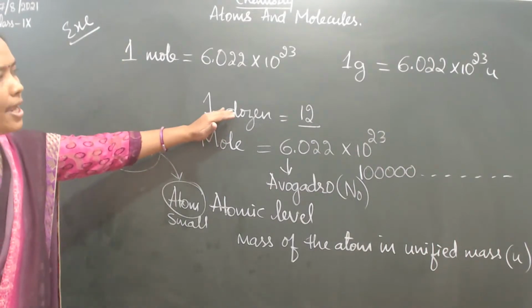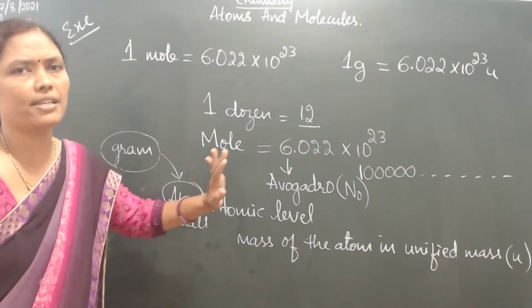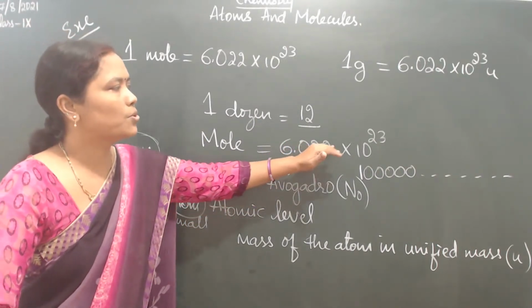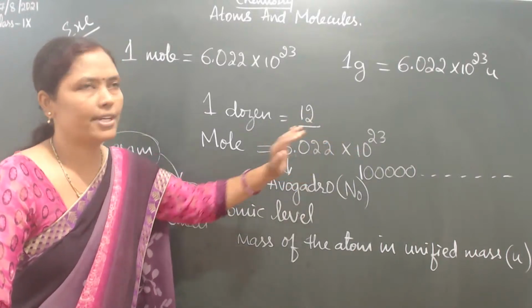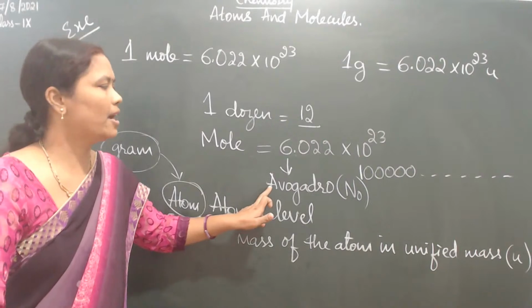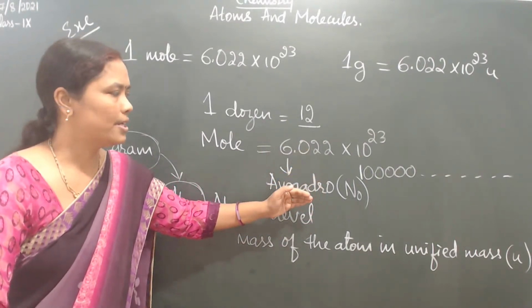Here we know that a mole is a number. What is it? It's a simple number. What is that number? 6.022 × 10^23. This number was introduced by Avogadro. It is also called the Avogadro number.